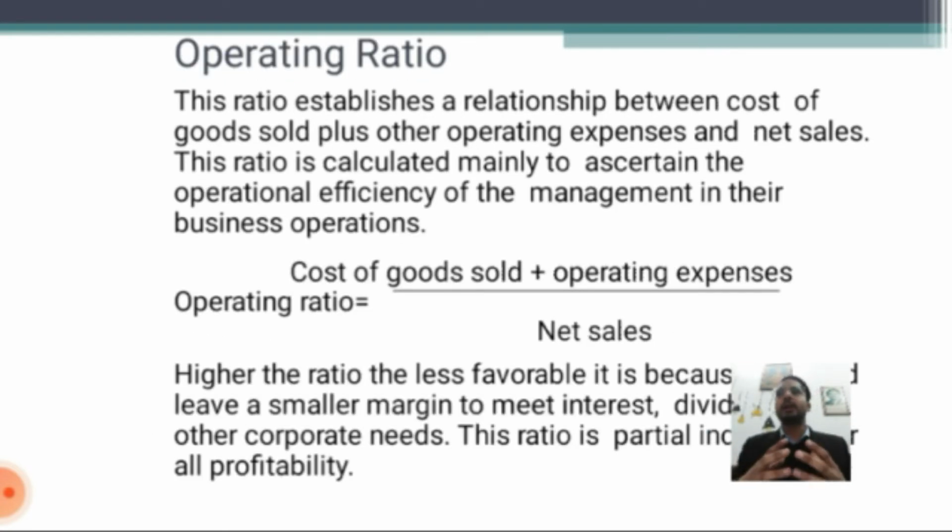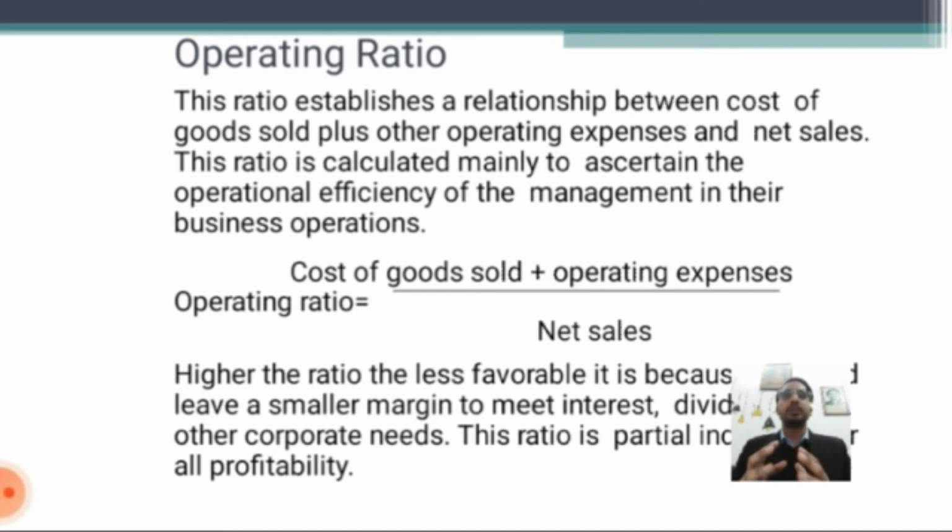Third one, operating ratio. The relationship between the operating expenses and sales is called operating ratio. It is complementary to the net profit ratio. This ratio establishes the relationship between cost of goods sold plus other operating expenses and net sales. The ratio calculates the operational efficiency of the management in running the business.